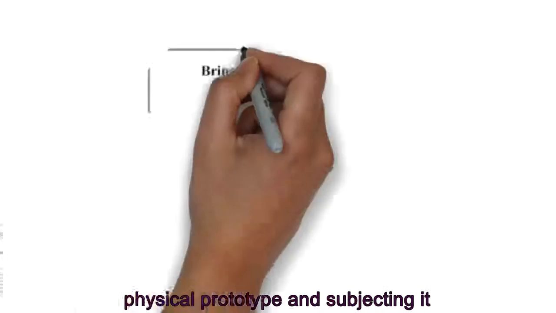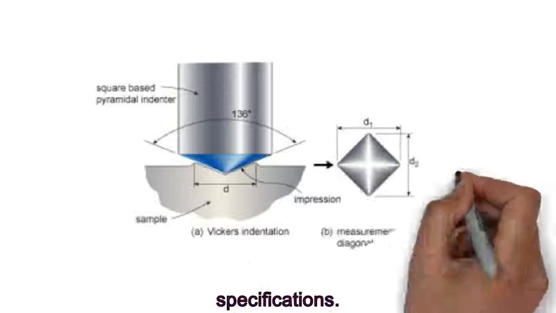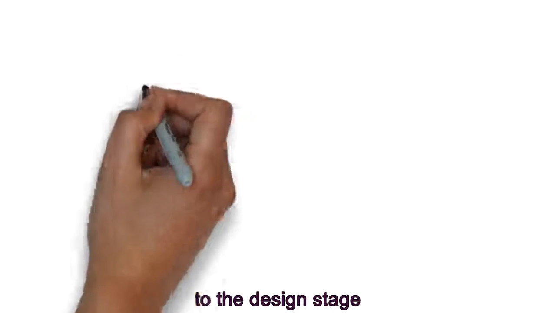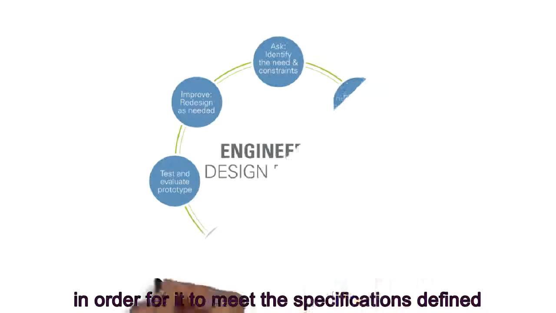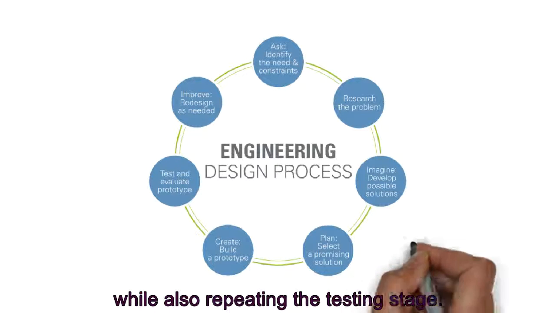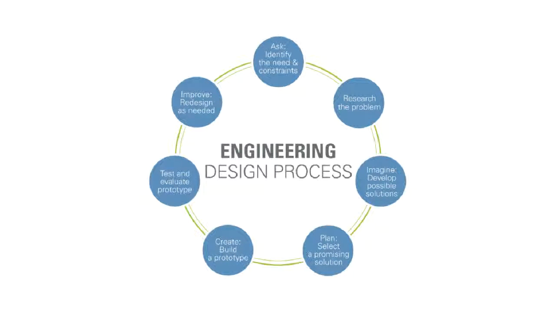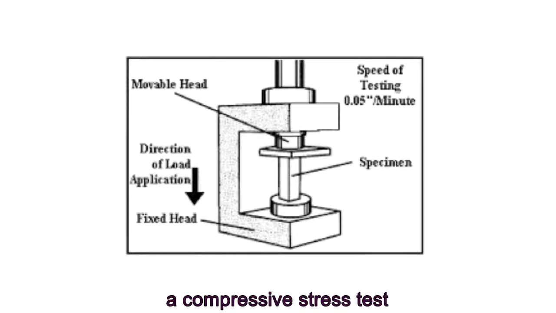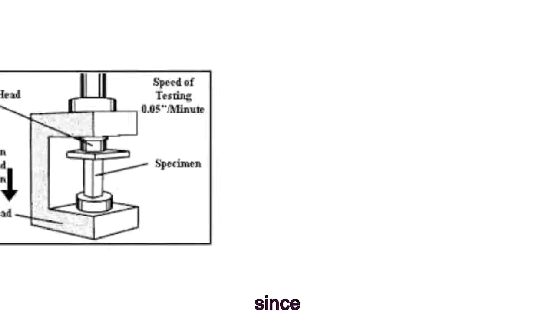Subsequently, the following step is prototyping and testing. That is the production of the actual physical prototype and subjecting it to stress tests in order to see if it meets the design specifications. If there are flaws evident, then we will have to revert back to the design stage and modify the former design in order for it to meet the specifications defined, while also repeating the testing stage. So in the case of the wheelchair, for its stress test, it will be subjected to specifically a compressive stress test, since it has to basically support the patient's weight.